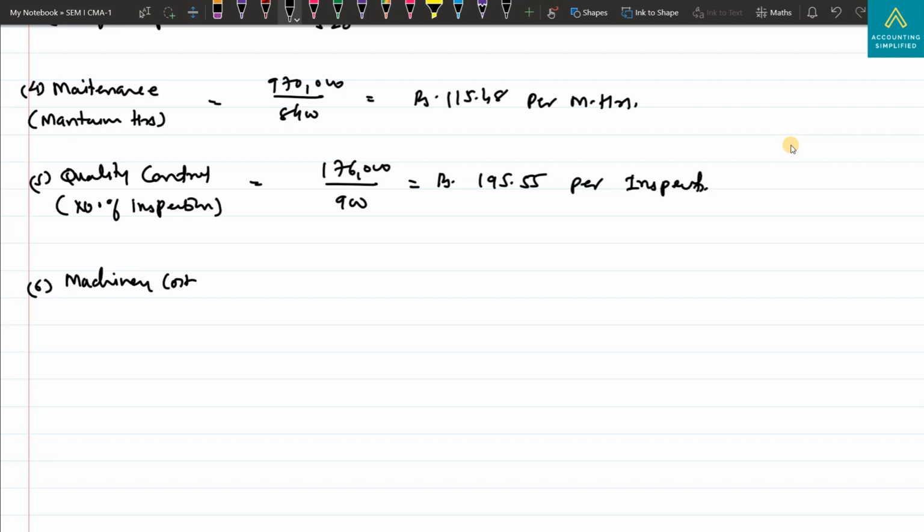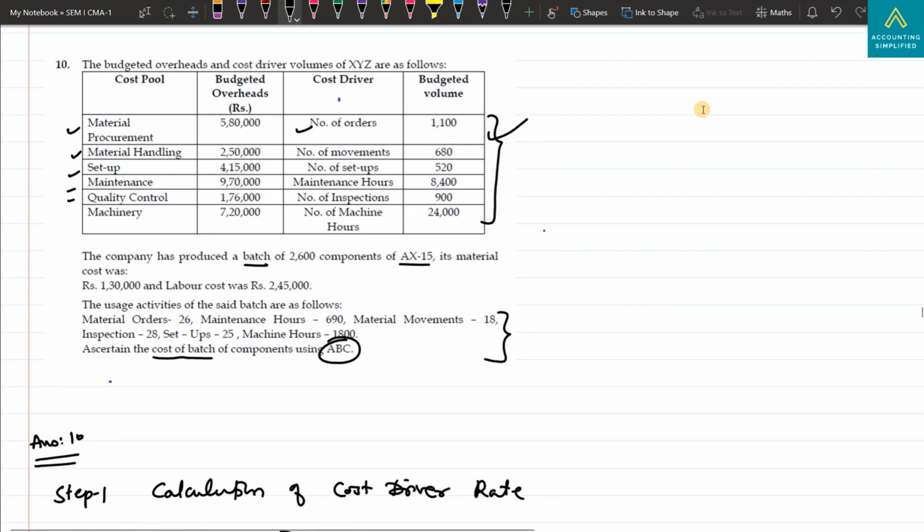Machinery cost is based on the number of machine hours. So 7,20,000 divided by 24,000 comes to rupees 30 per machine hour, right? So this material cost and machinery cost, we have found out.